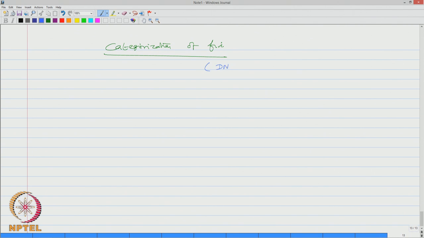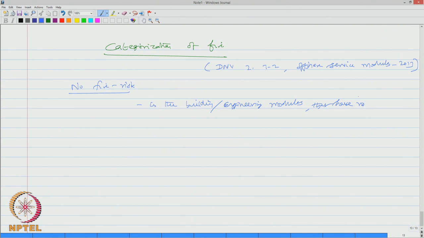One can refer to the international rules DNV 272, offshore service module, 2013. According to the code, there should be no fire risk in the platform, in the building or engineering modules that have no energy source.